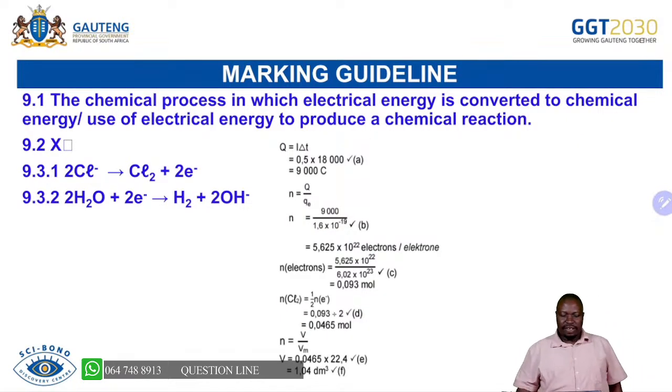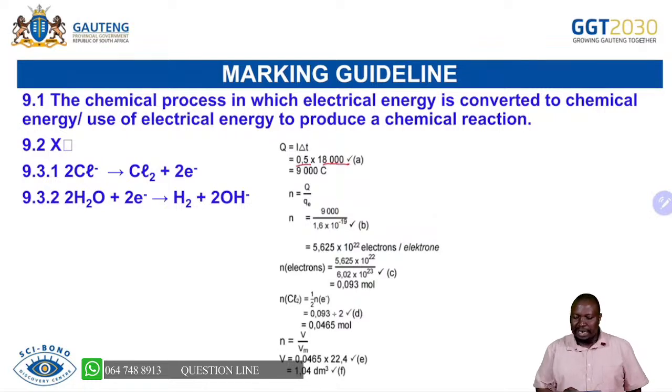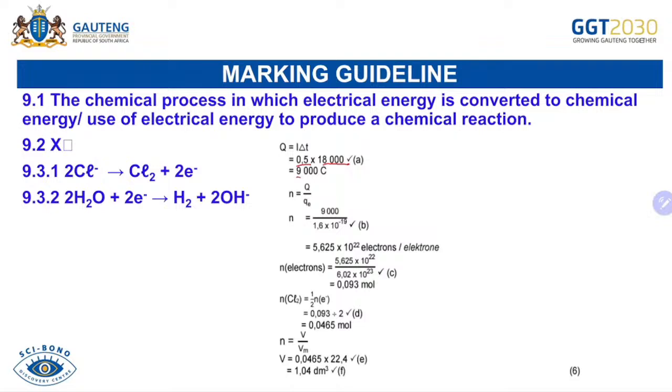As I indicated, the first step will be for you to write the formula I equals Q over t. You substitute, and 5 times 60 times 60 gives us 18,000. You multiply that by 0.5, and it gives us 9,000 coulombs. So we got the Q. Immediately when we have the Q, we look for the formula: Q, which is 9,000, over the charge of an electron, 1.6 times 10 to the power minus 19. Don't write it as a negative, just write 1.6 times 10 to the power minus 19. Then 9,000 divided by that gives you the number of electrons.